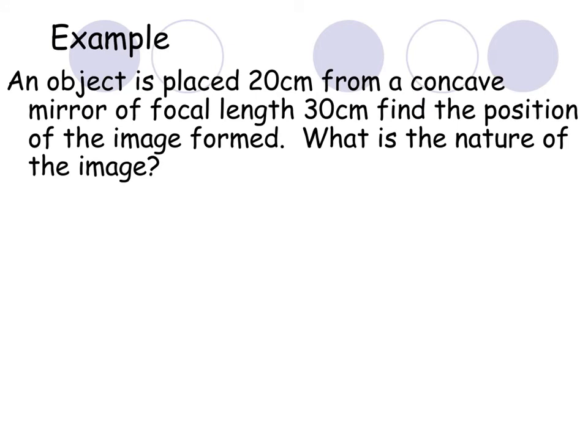Okay? An object is placed 20 centimetres in front of a concave mirror with focal length 30. Find the position of the image and the nature of the image formed. So first thing is, u is equal to 20. f is equal to 30. We write it down. We write down the formula.